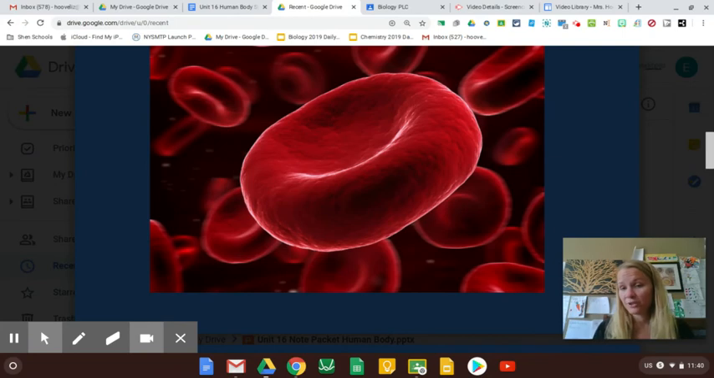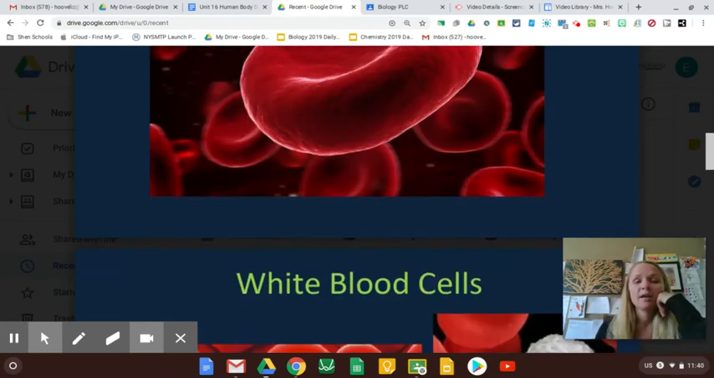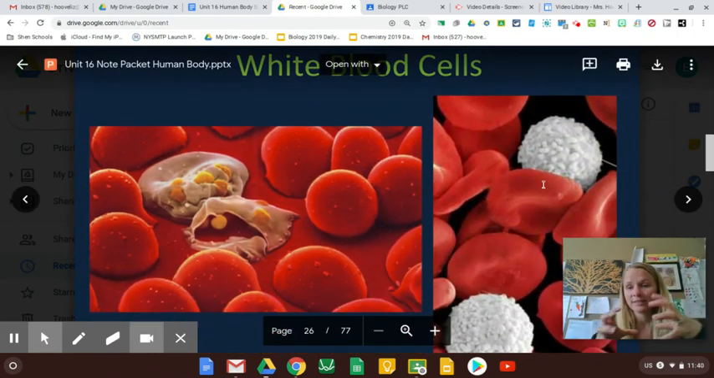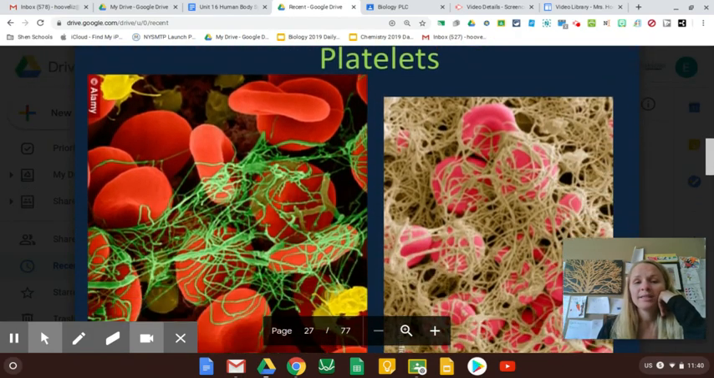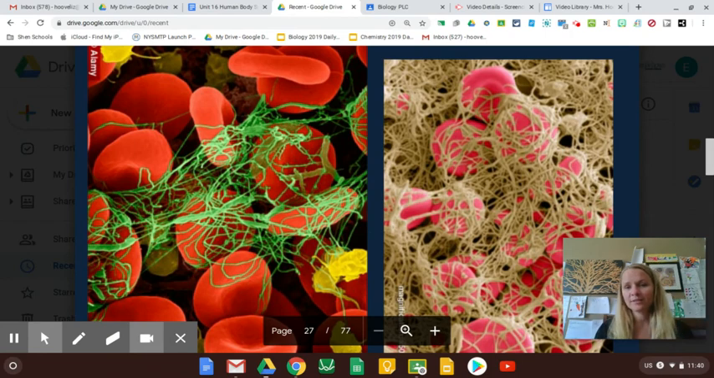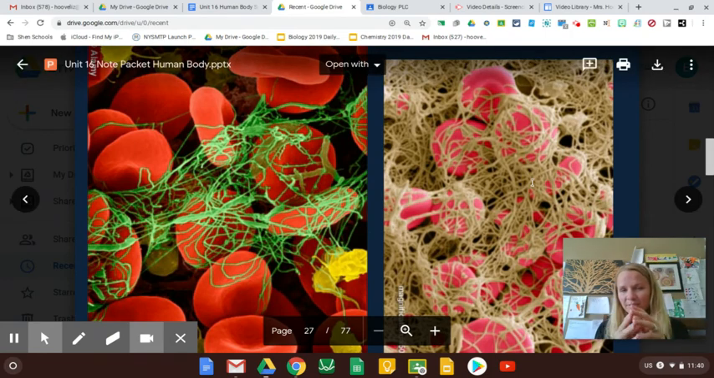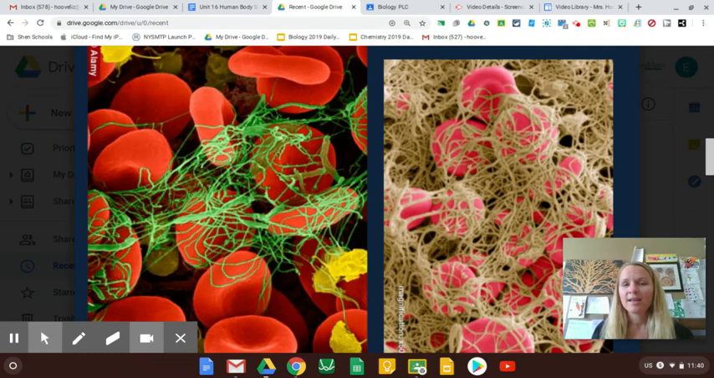They drop off the good O2 and pick up the CO2 waste and bring it back to the lungs for you to exhale. White blood cells are like these big fat guys that gobble up anything bad in your blood and try to protect you from viruses and bacteria. Platelets are like, see how this looks like this fibery network, like this stringy thing? That's what platelets are.